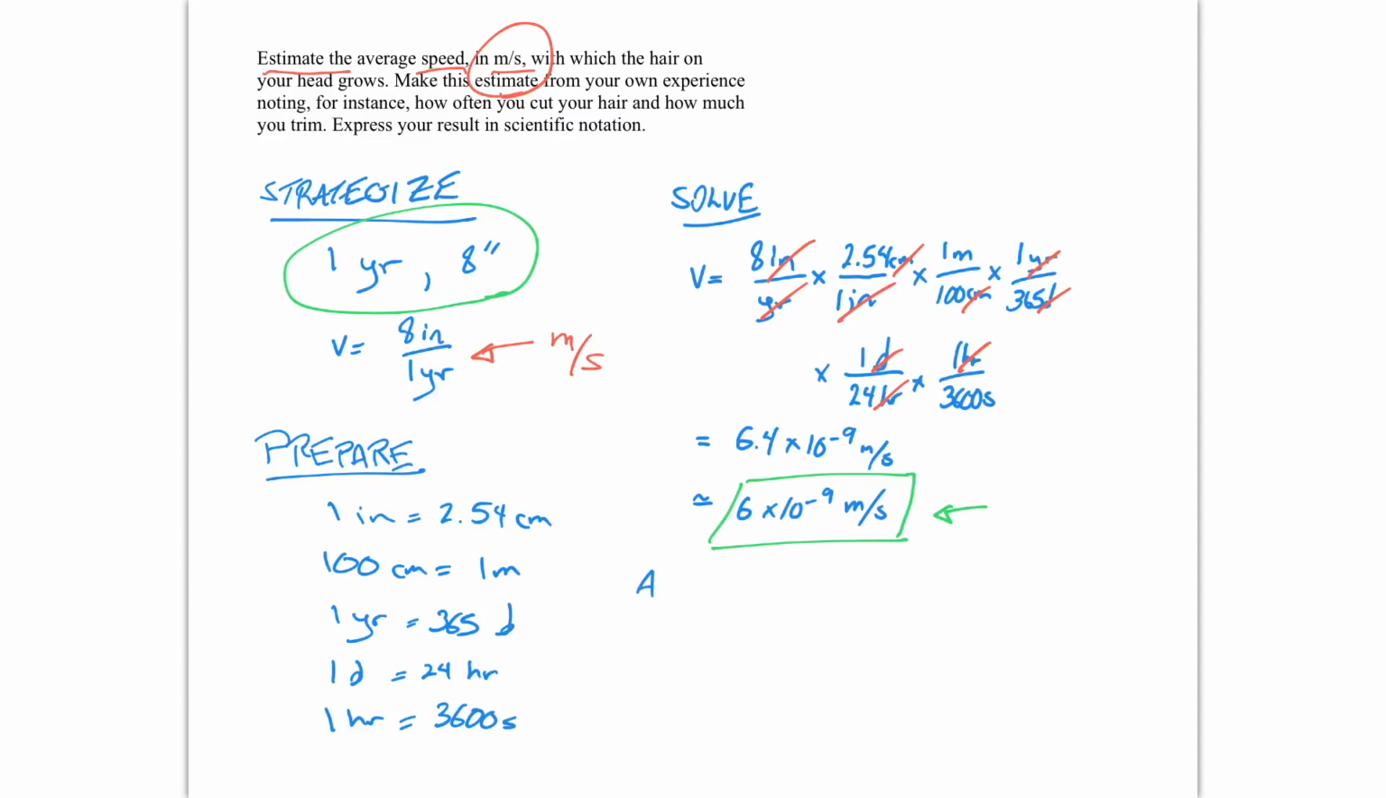Let's assess and see if this answer makes sense. So we get 6 times 10 to the minus 9th meters per second. That's 6 nanometers per second. And I expect the speed to be very slow. I can't just sit there and watch it grow. It takes a year for it to add up to anything noticeable enough that I feel the need to go to the barber. And so my final result is reasonable. We expect a slow speed, and that is exactly what we got.